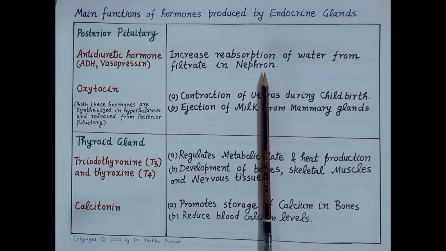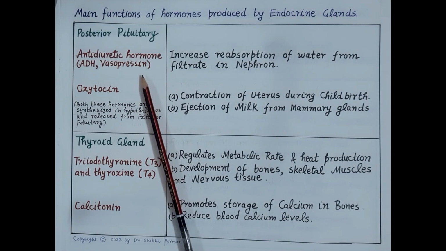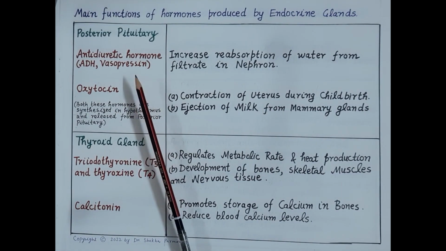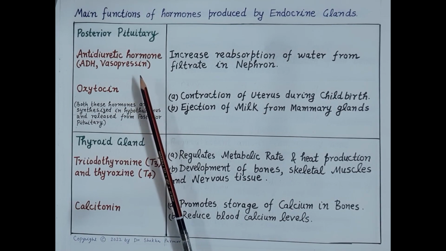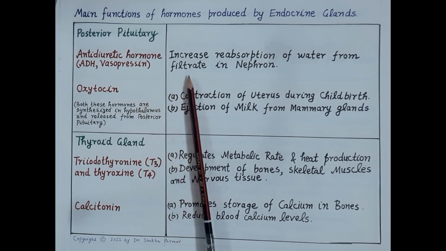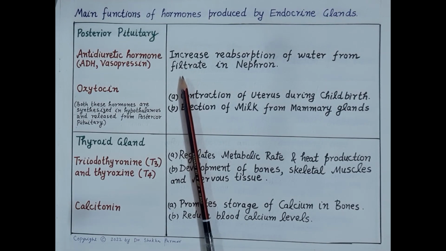So, on one hand, this reabsorption of water into the blood reduces the volume of urine that is produced, and on the other hand, this increases blood volume. So, increase in the blood volume increases blood pressure, and therefore antidiuretic hormone is also called vasopressin. So, in summary, antidiuretic hormone reduces the volume of urine, increases blood volume, and increases the blood pressure.